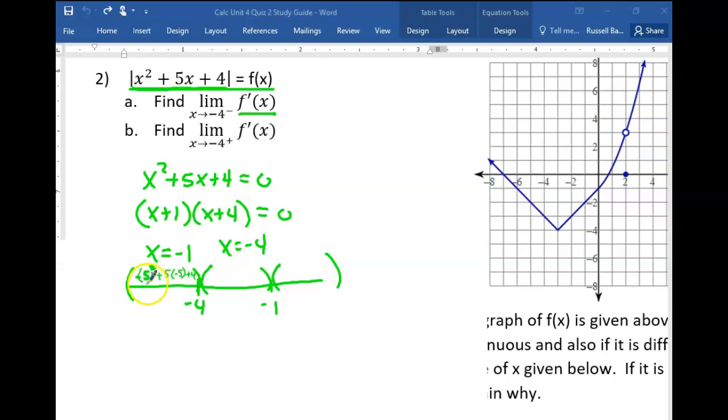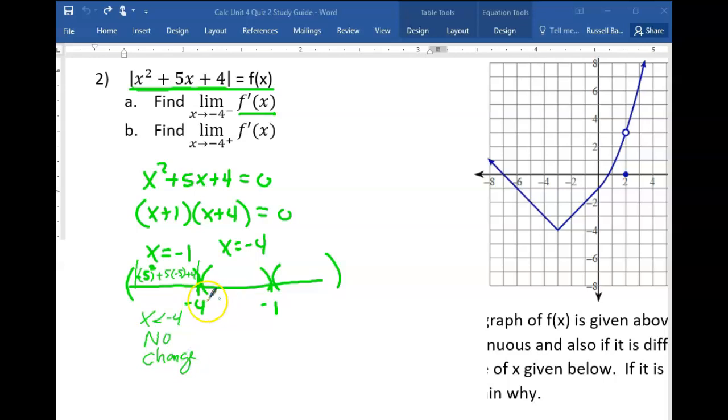that's going to be 25 minus 5, which is 20, plus 4, which is 24. So 24, if you take the absolute value of that, it doesn't change the sign. So we're going to say for anything on this interval here where x is less than -4, there is no change in the sign. Okay?